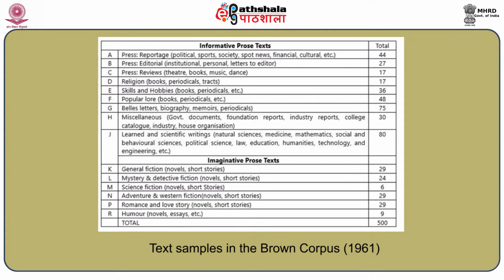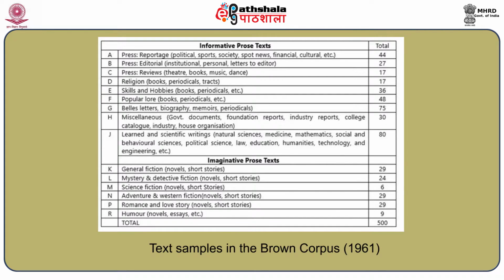30 texts were taken from miscellaneous categories like government documents, foundation reports, industry reports, college catalogues, industry house organs, and others. And 80 texts were taken from learned and scientific writings from natural sciences, medicine, mathematics, social and behavioral sciences, political science, law, education, humanities, technology, engineering, etc.